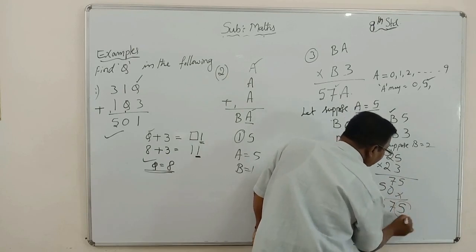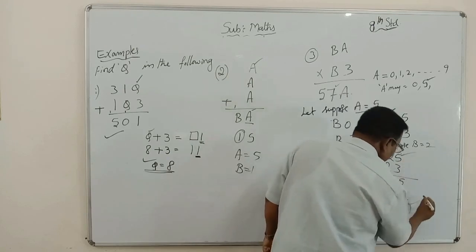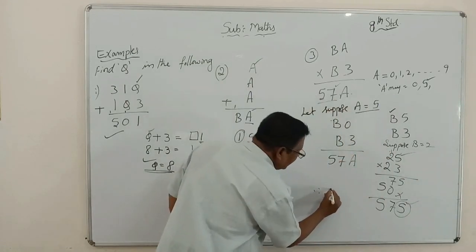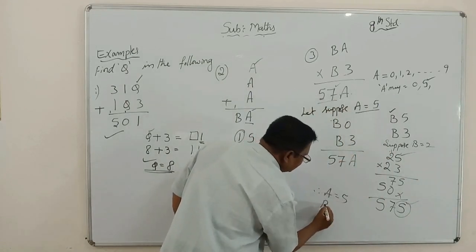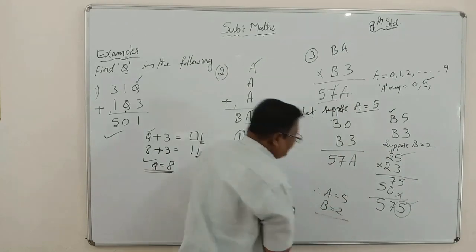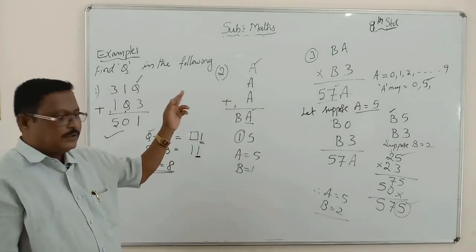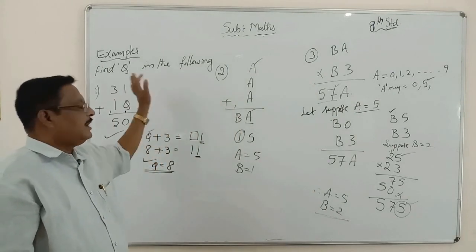What is the A value? 5 here, 5 here, 57, 57. Therefore, A is equal to 5, B is equal to 2. These are the values. This is finding the values of A, B, or the A value.